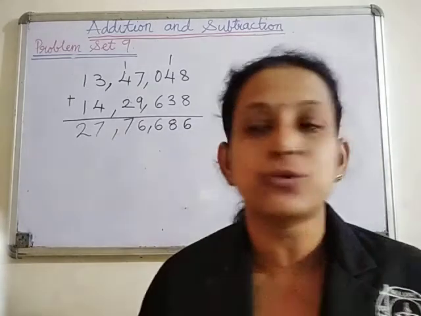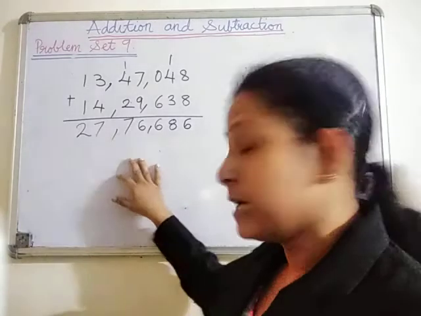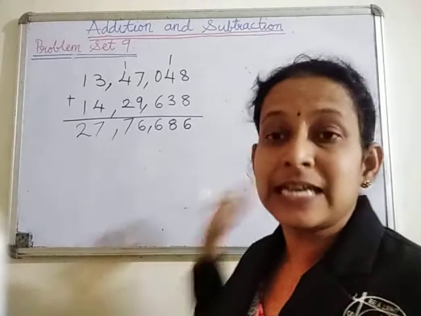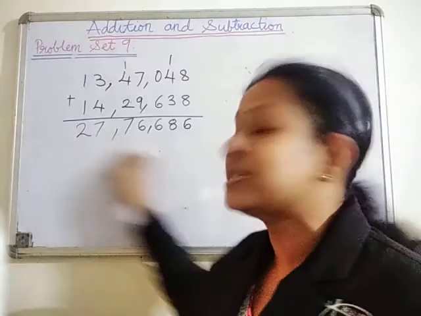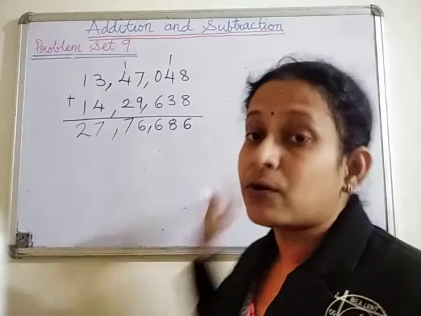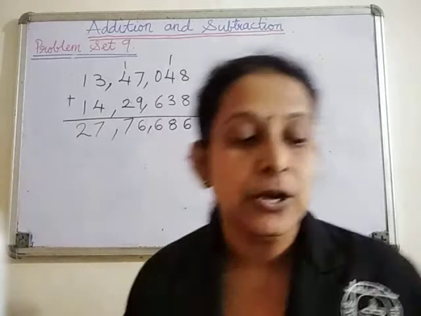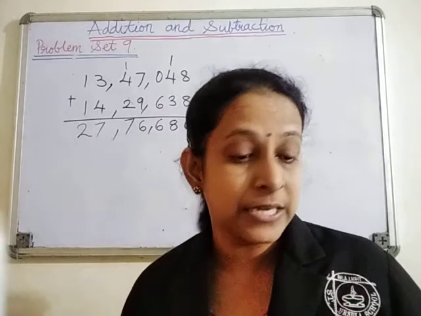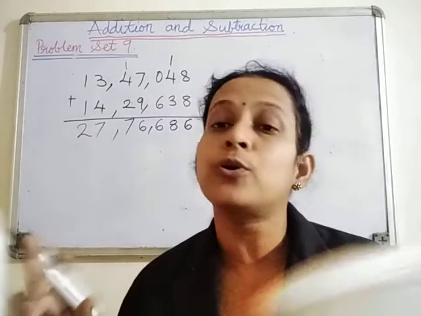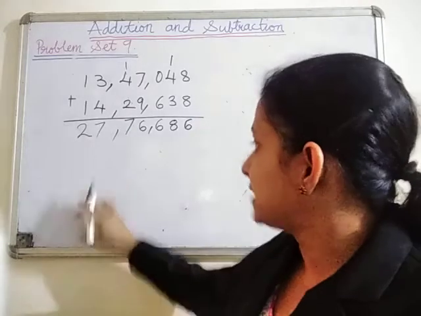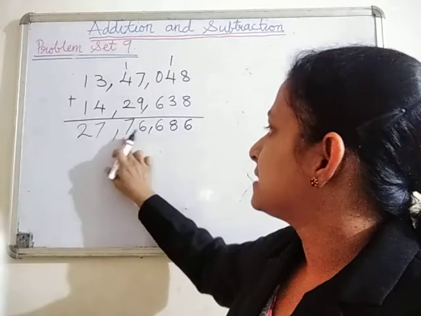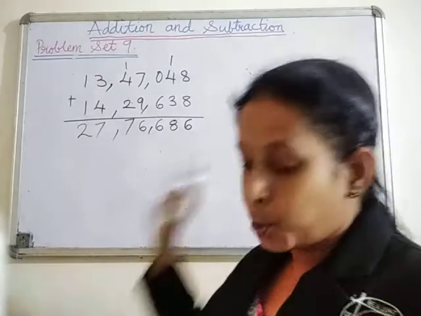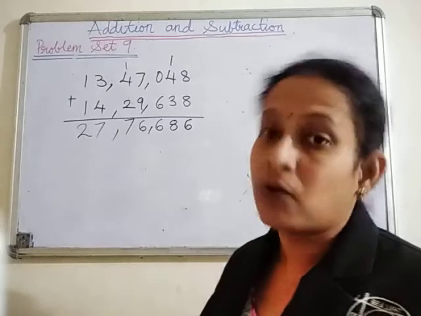So how are we supposed to write in the form of a statement? Since it is the word problem, you have to always write a final statement. Statement means one sentence you have to write according to how the question is asked. So let's see what is the sentence here. The question is, how many votes were polled altogether? So you should write 27,76,686 votes were polled altogether.